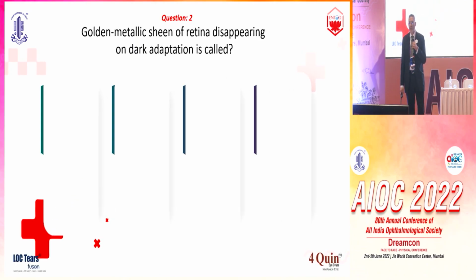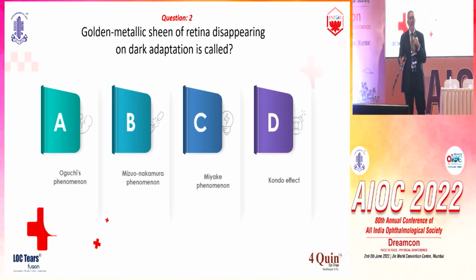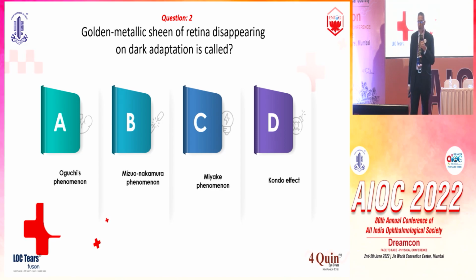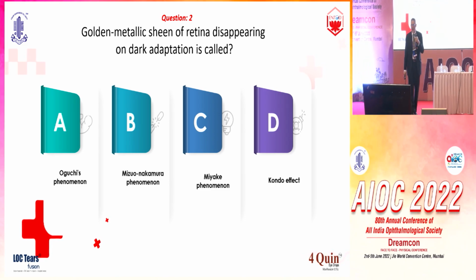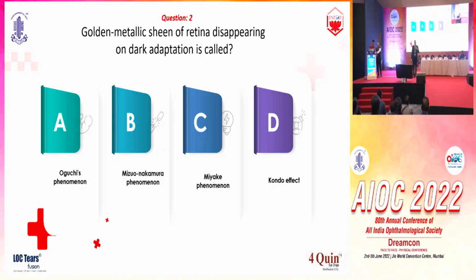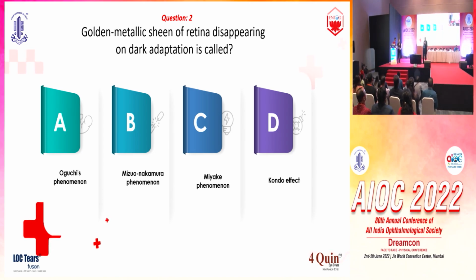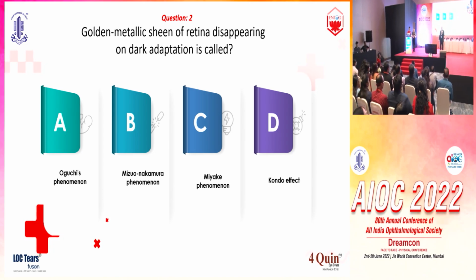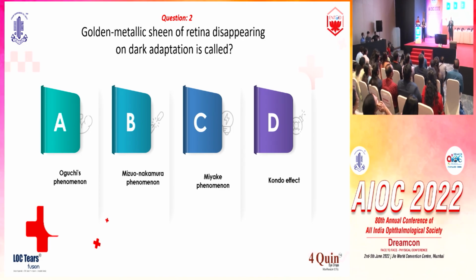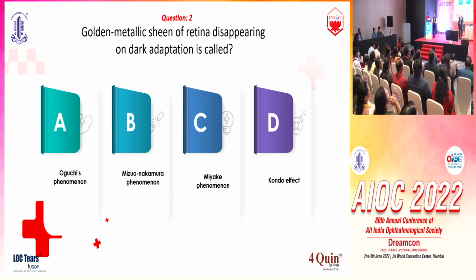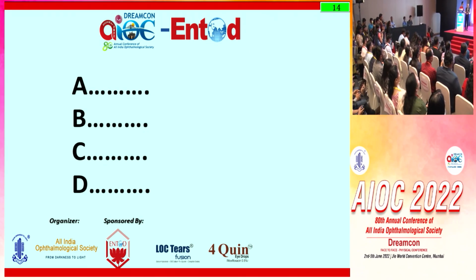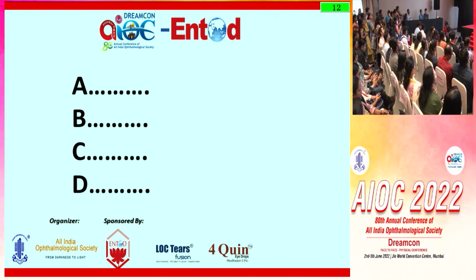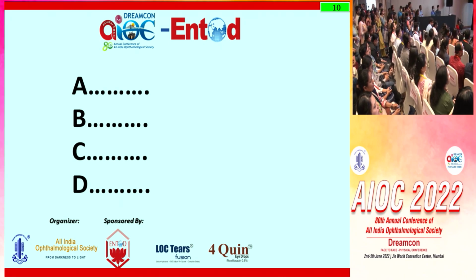golden metallic sheen of retina which disappears on dark adaptation is called the Oguchi's phenomenon, the Mizuo-Nakamura phenomenon, the Miyake phenomenon, or the Kondo effect. So all four are Japanese people, incidentally. So golden metallic sheen of retina which disappears on dark adaptation. And the time starts now. 15, 14, 13 and so on.